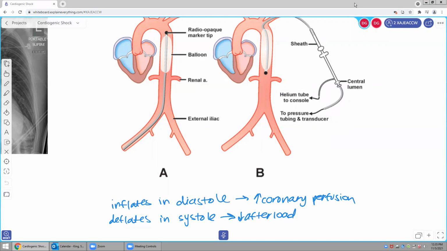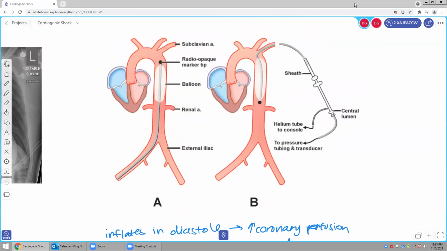Here's an example of two different approaches, one being femoral and one being subclavian. But either way, the balloon pump sits in the descending aorta, as you said, with the bottom right above the renal arteries. So any more advanced thoughts on how a balloon pump works?